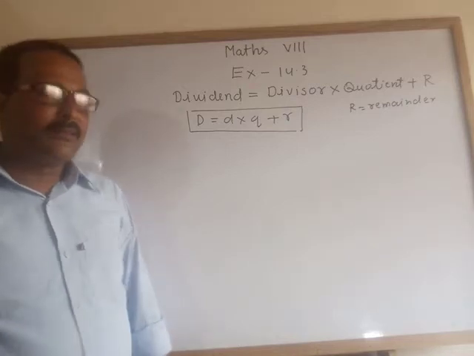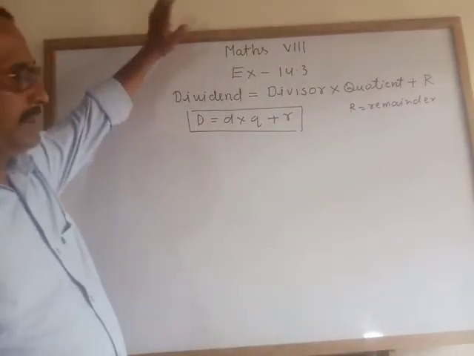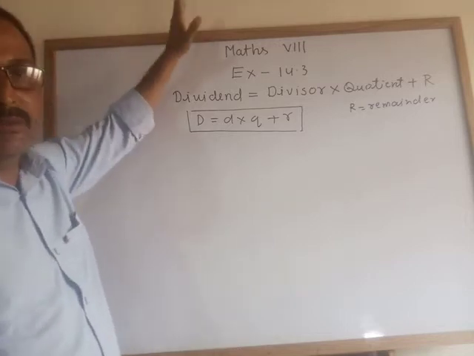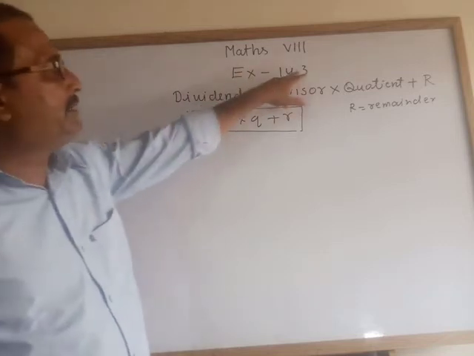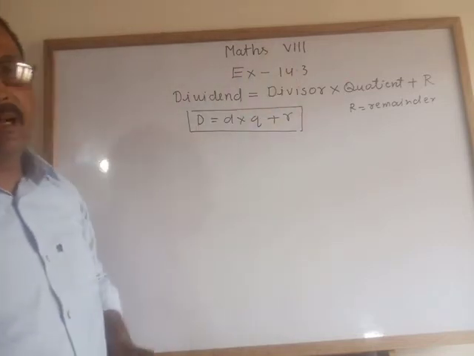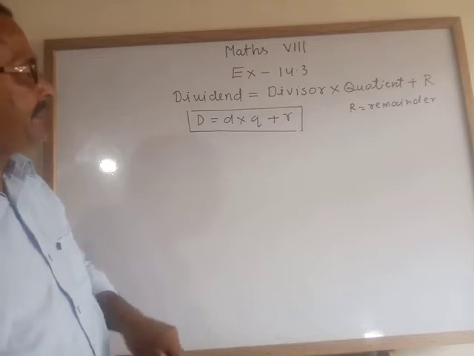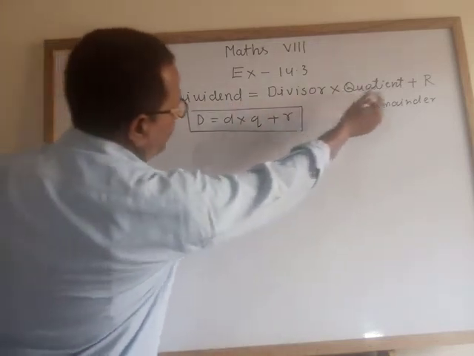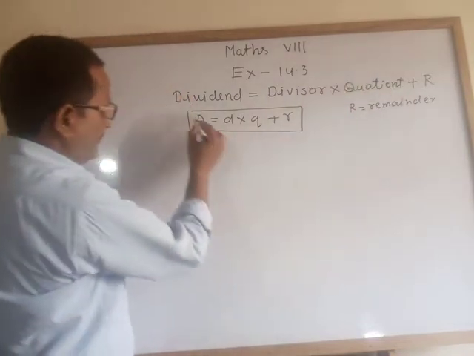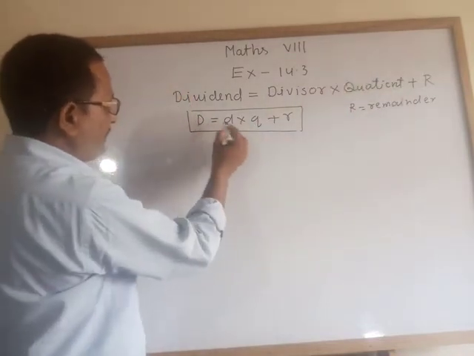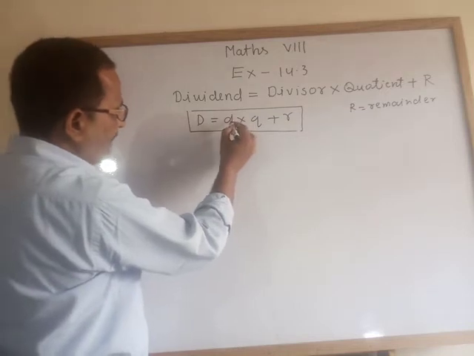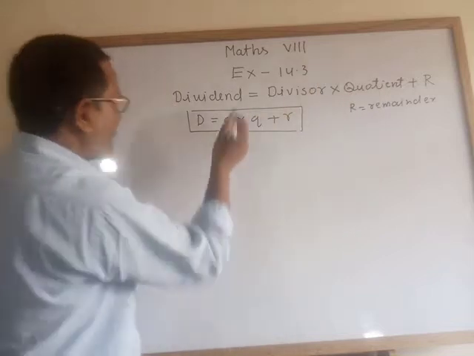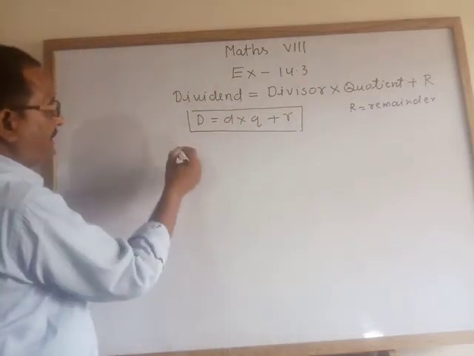Good morning, students. In class 8th math, in my previous video, I explained 14.2 and some questions of 14.3, meaning division of polynomials. In that, I used only one method: dividend is equal to divisor into quotient plus remainder. That formula I have written as D = d q + r, d for divisor, q for quotient, r for remainder. But this formula is also given another way.